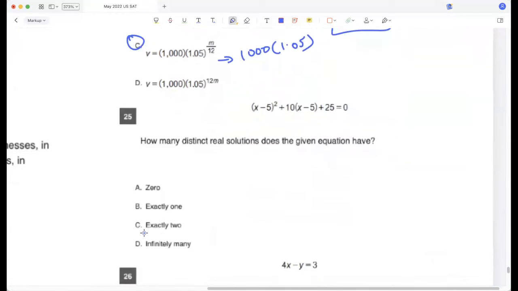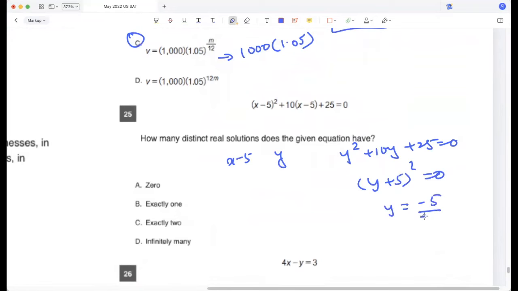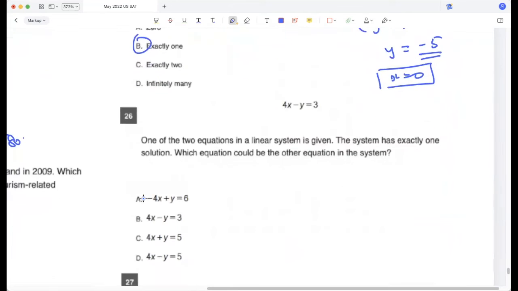How many distinct real solutions does this equation have? Basically, if you take x minus 5 as y, then this becomes y squared plus 10y plus 25 is 0, which is y plus 5 the whole square is 0. So y becomes negative 5, right? So it's a repeated root. So x becomes 0, right? Because x minus 5 is y. So it has exactly one real solution.